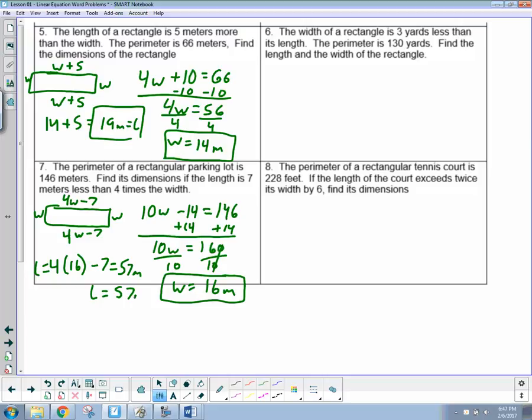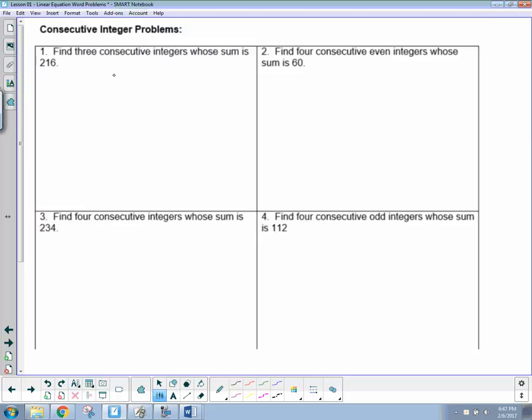Moving on. Consecutive integer problems. That should be the next page. Again, I'll do 1 and 3. Find consecutive integers whose sum is 216.